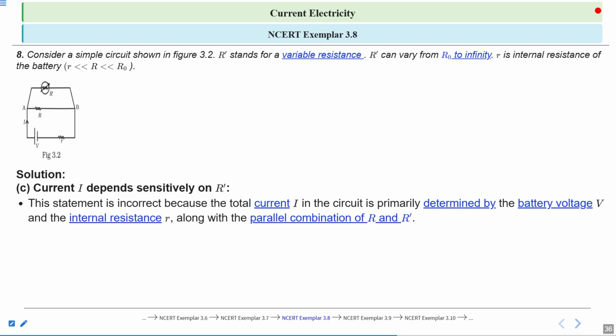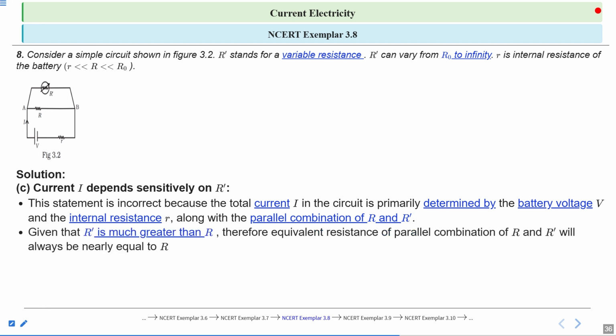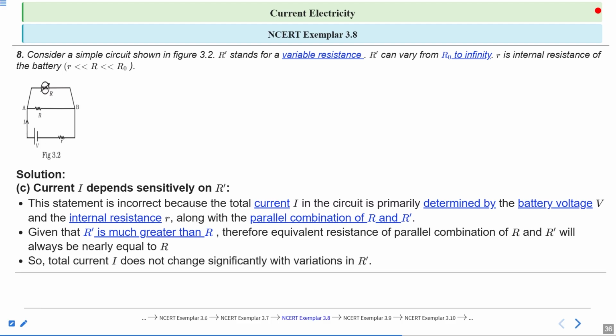Since they are in parallel, if we are increasing the value of R dash, it is very large as compared to R, so it will affect the equivalent resistance very little. Given that R dash is much greater than R, the equivalent resistance of the parallel combination of R and R dash will always be nearly equal to R. It will not change much with the change in R dash. Since equivalent resistance is not changing, total current I will not change significantly with the variations in R dash.